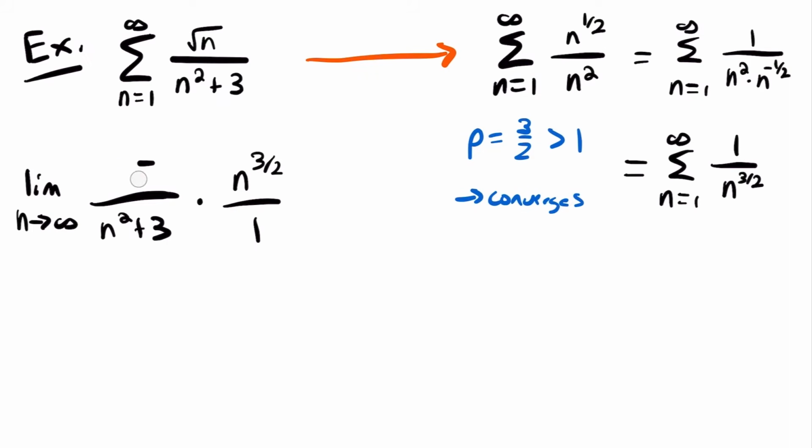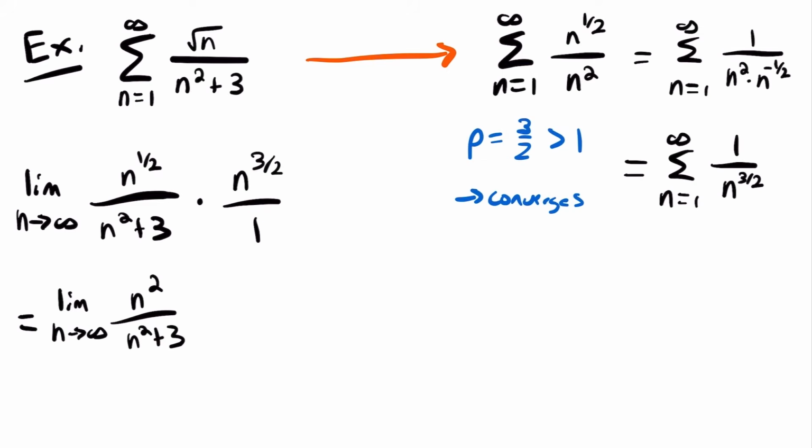So let me just rewrite that again. We have n to the 1/2 power. And if we multiply n to the 1/2 power by n to the 3/2 power, we will add those exponents. And so 1/2 plus 3/2 is 4/2, and 4/2 is equal to 2. And so this is equal to the limit as n approaches infinity of n squared divided by n squared plus 3. Okay, so n to the 1/2 power times n to the 3/2 power is n squared. And now we have the limit as n approaches infinity of n squared divided by n squared plus 3.